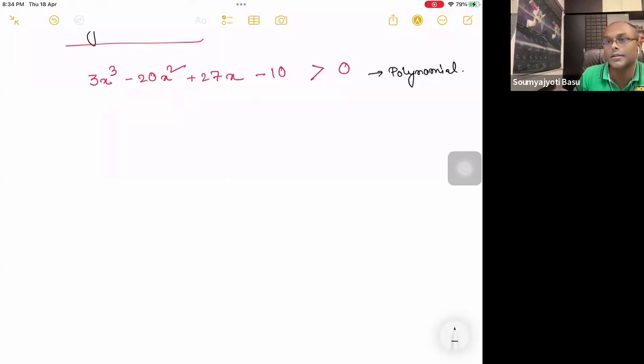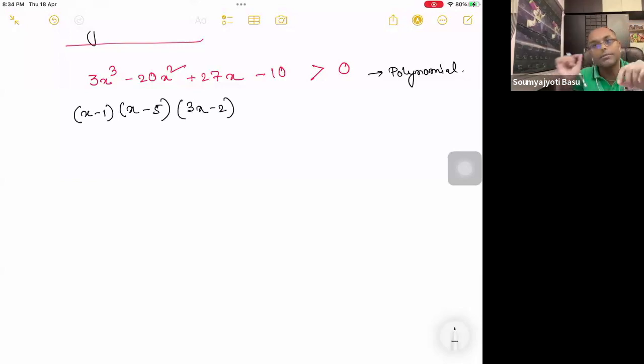Try to factorize it. Since I have framed this problem, I know the factors and I can easily do it. If you put x equal to 1, you'd see that x minus 1 is a factor of this polynomial. Again, put x equal to 5, and you would see that x minus 5 is a factor. And finally, the third factor would be 3x minus 2.